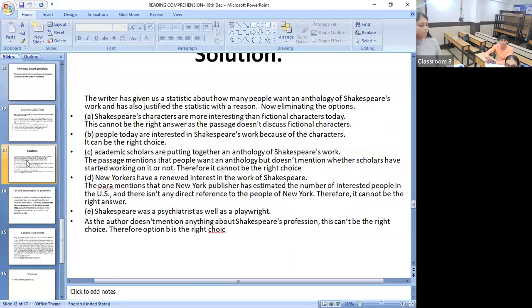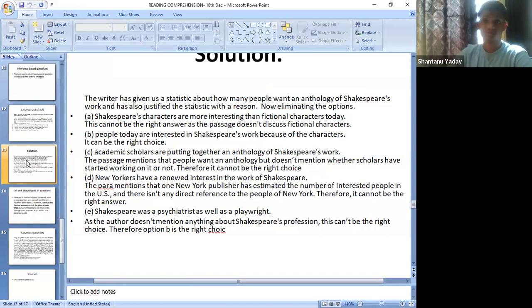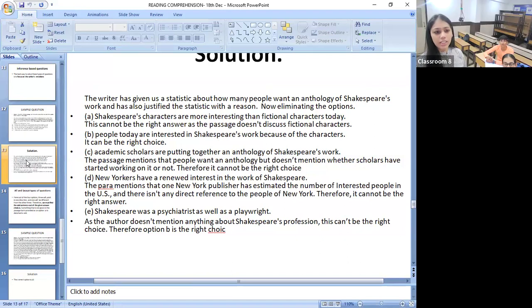So this was clear. What did you write here? D, na? B or D. Then I cut B out, and then I wrote D. The paragraph on New Yorkers having a renewed interest isn't any direct reference to the people of New York. Yes, definitely. Okay. And what did you write, Shantanu? Ma'am, I wrote A. So you got your thing, na? That is why it is not the right answer, and she got it and he got it. Right? Okay. Sorted. So we can move on, right?